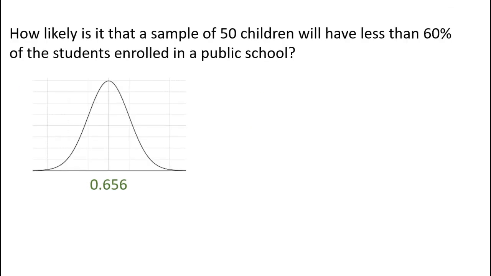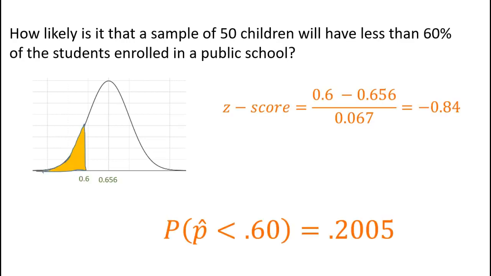Next, we could ask, how likely is it that a sample of 50 children will have less than 60% of students enrolled in public school? Well, notice, by the central limit theorem, we already know that the sampling distribution is approximately normal. Since the sampling distribution is approximately normal, we can use the methods that we saw in earlier chapters when working with normal distributions. So this particular normal distribution has a mean of 0.656. We also know that it has a standard deviation of 0.067. Our question here is we would like the area under the curve to the left of 60%, since we're interested in that proportion being less than 60%.